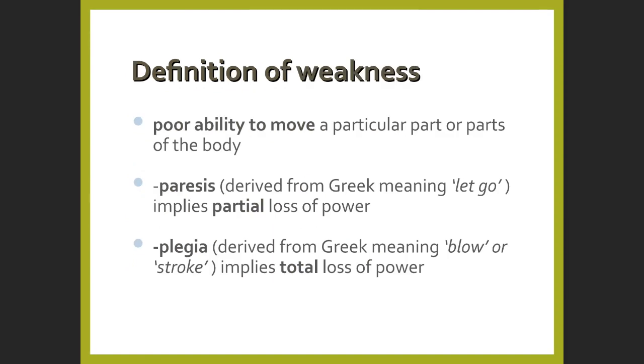So weakness is really defined as a poor ability to move a particular part or parts of the body. There are two terms that we use in medicine. One is paresis, which means partial loss of power, and the other is plegia, which means total loss of power. But you will see sometimes that loosely we use these interchangeably.